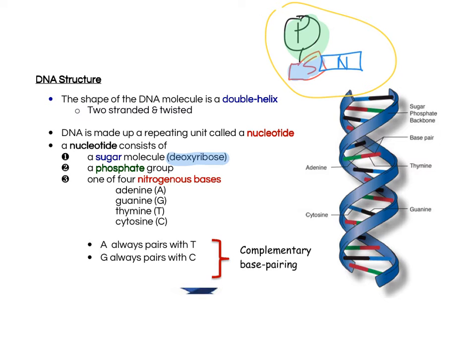So adenine will always pair with thymine. I just always remember it makes the word "at," and that seems to help me. So A-T, and then G always pairs with C. And that's what we refer to as complementary base pairing. And we're not going to get into the details of why A only pairs with T or why C only pairs with G. That will come in grade 12 biology.